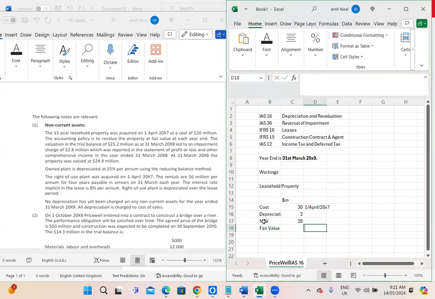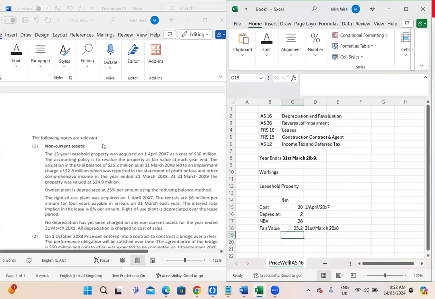So that's the fair value one year before, right? That's basically on 31st of March 2008. So the fair value at that date, the valuation in the trial balance of 25.2 as at this date, led to an impairment charge of 2.8 million. So what they are trying to tell you is that the fair value at that time was 25.2, and that's the value they have given to you in the trial balance also. Here, see.